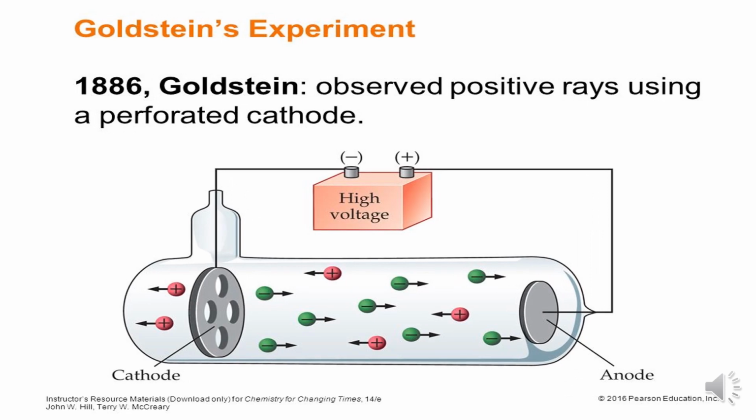If you observe this picture, children, in 1886, Goldstein observed positive rays using a perforated cathode, as I told you. Now, the explanation for the origin of anode rays: we all know that the discharge tube contains hydrogen gas. So how was it considered as anode rays?